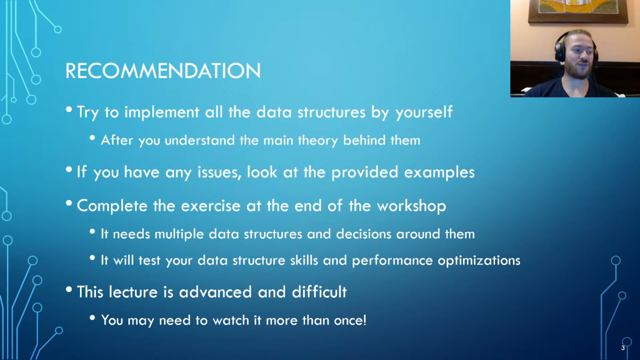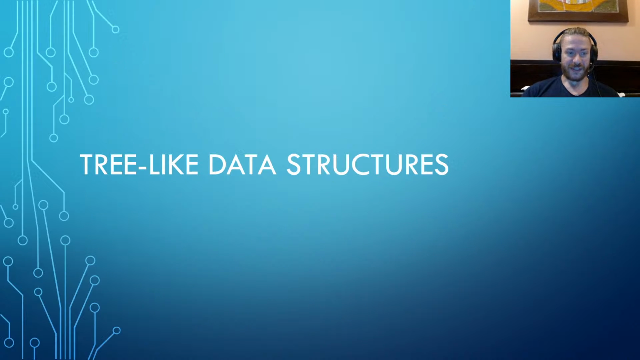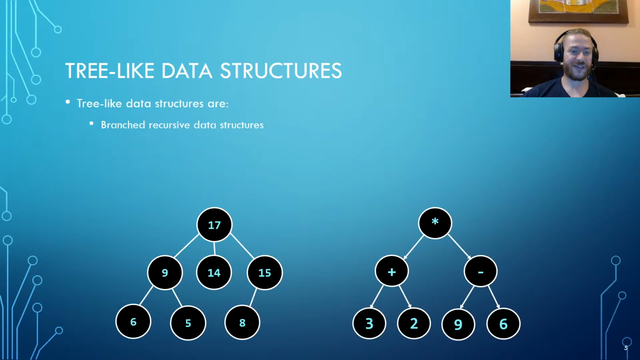The first time I tried to implement data structures by myself, it was super challenging and it was super rewarding when finally I was able to implement a priority queue, for example. So let's start. We're going to start with the tree-like data structures. And what's a tree? That's super basic. Most probably you already know that.